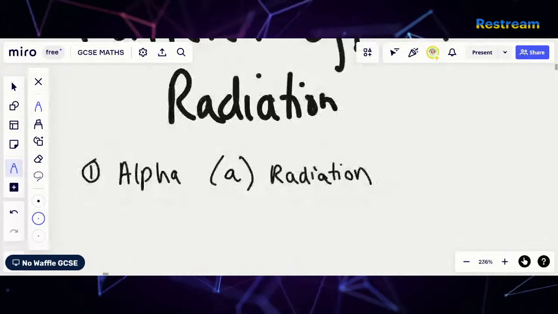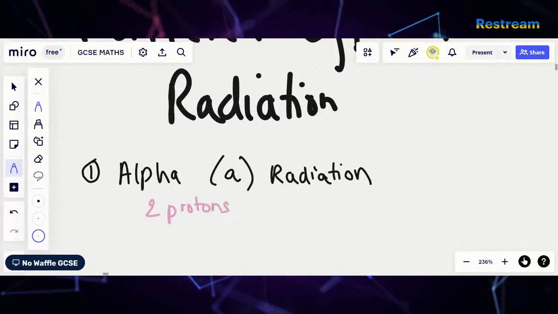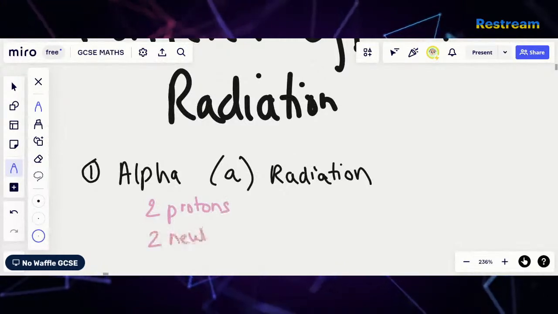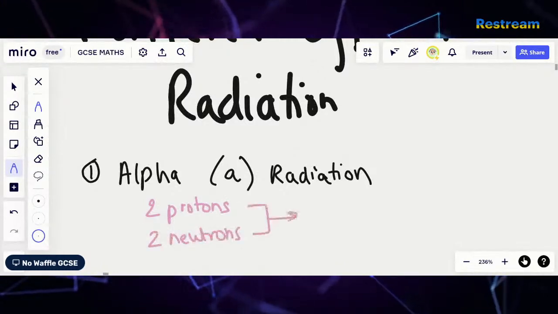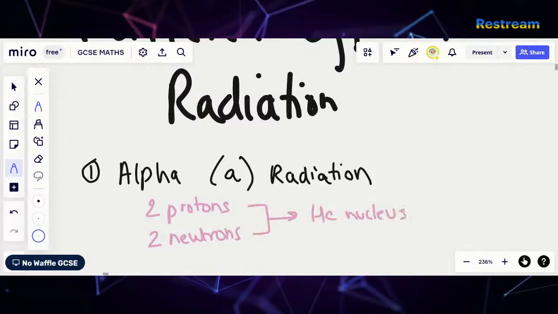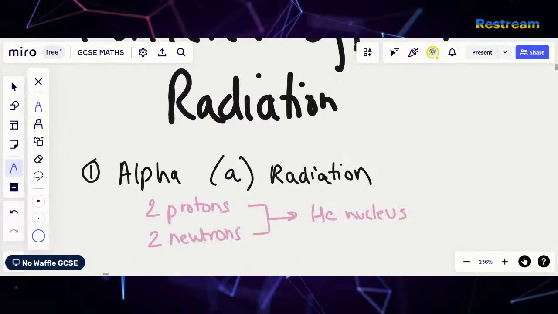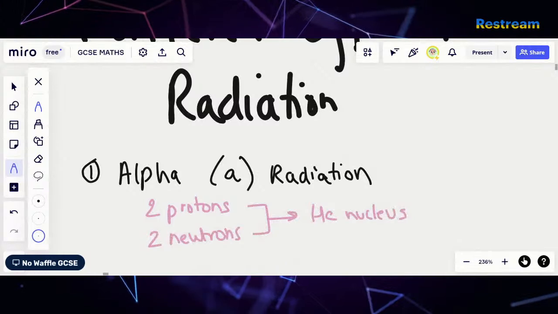And alpha radiation is just composed of 2 protons and 2 neutrons, which is just a helium nucleus. So alpha radiation is literally just a helium particle. It's the same nucleus as helium.